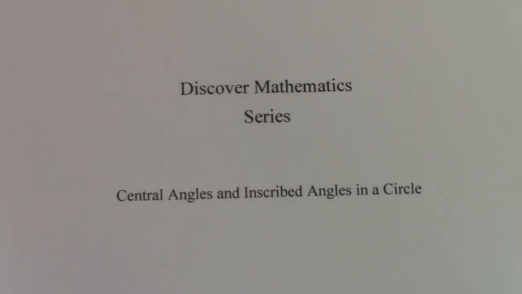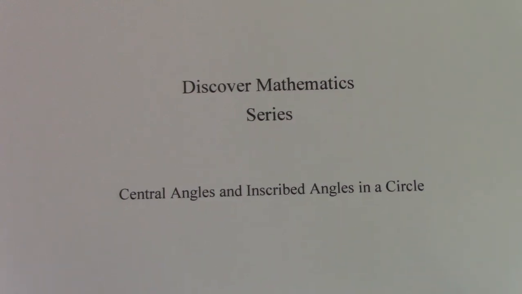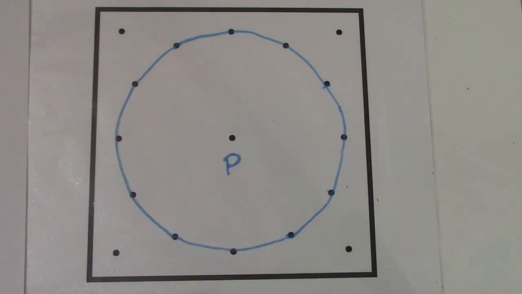Hello. In this video we're going to look at the measure of central angles and inscribed angles in a circle. Okay, here I have circle P drawn on dot paper that represents a circular geoboard. It's circle P because P is the center of the circle.